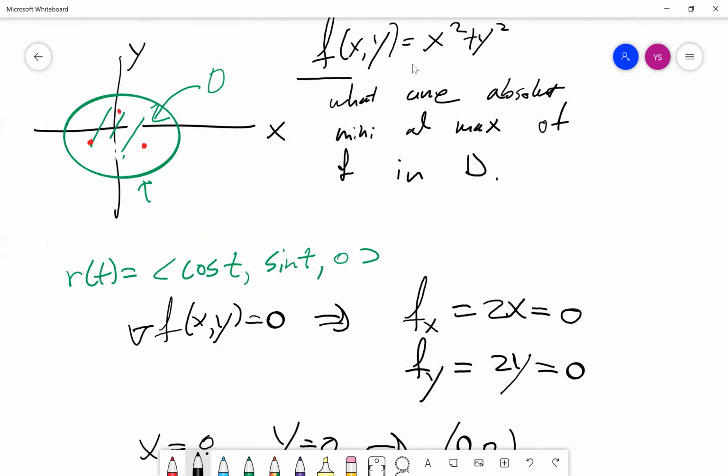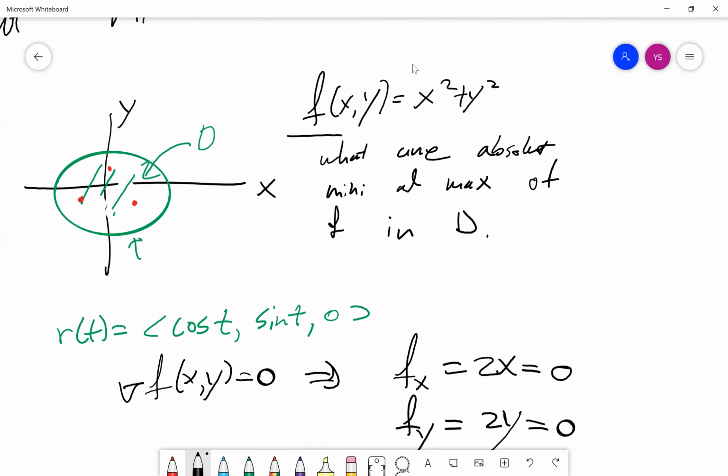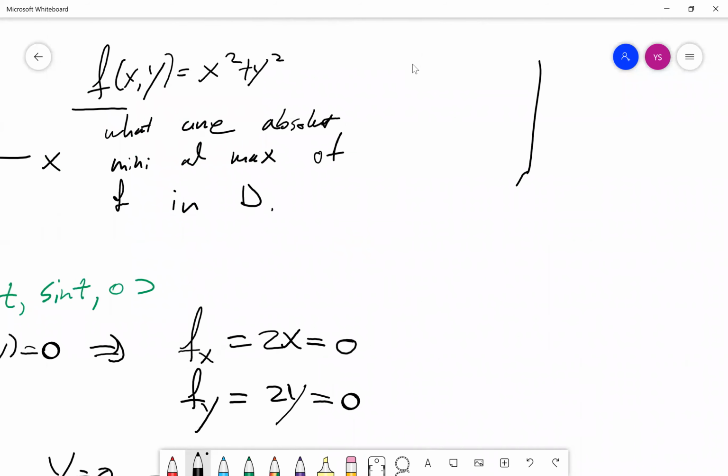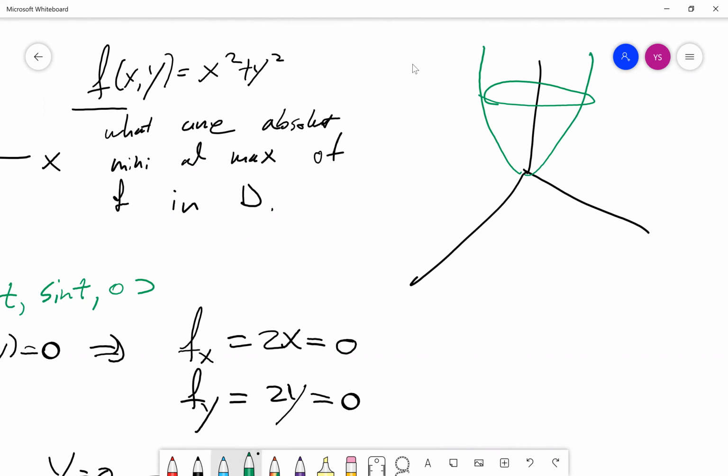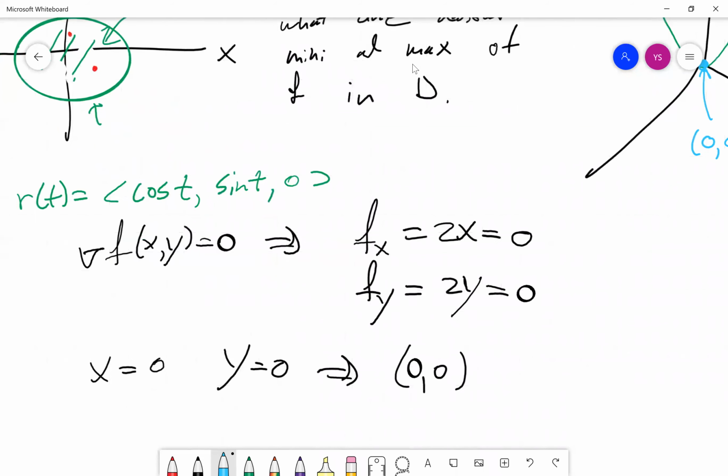And why is that? Well, this is a parabola. It goes upwards, so it looks something like this. And so 0, 0 is, of course, a critical point and happens to be the absolute minimum. But we don't necessarily know that yet. We know it's a critical point. So we write, okay, 0, 0 is a critical point.